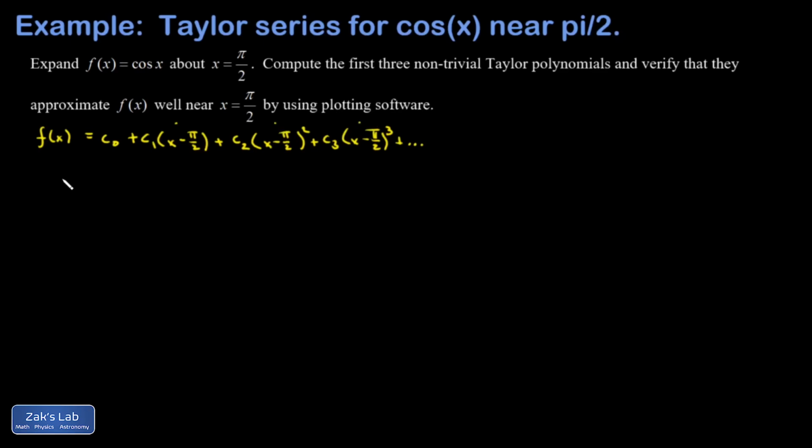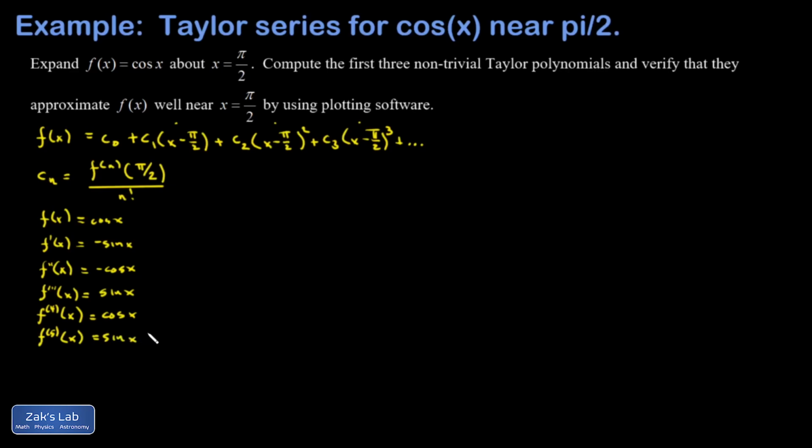As it turned out, and I'll post a link to the derivation, the c_n can be found by computing successively higher derivatives of the function we're working with and evaluating them at the point of interest, which is pi over 2 in this case. So it's going to be the nth derivative evaluated at pi over 2 divided by n factorial. I'm going to make a list of higher and higher derivatives of the cosine function, starting with the function itself. The first derivative is negative sine x.